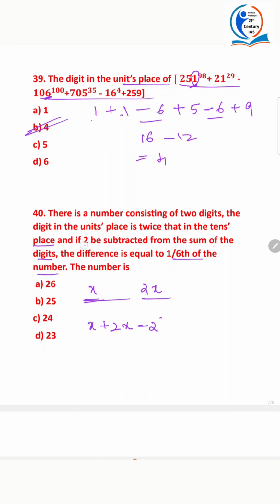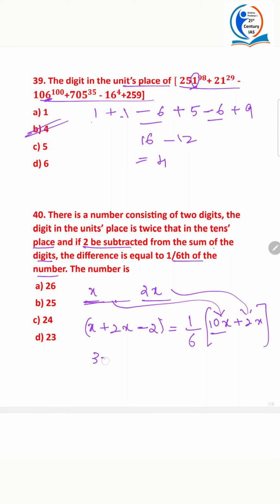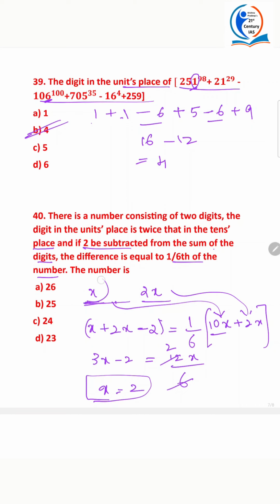So minus 2, if 2 is subtracted, yeah. The difference is equal to 1/6 of the number. Now what is the number? It should be 10x plus 2x. Because this is the tens digit and this is the units digit, right? Yeah. So it would be 3x minus 2 is equal to 12x by 6. So x is equal to 2. Now what is the number? The number would be tens digit is x, so 2, units digit is 2x, which is 4. C is the answer.